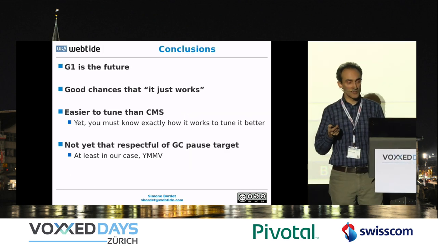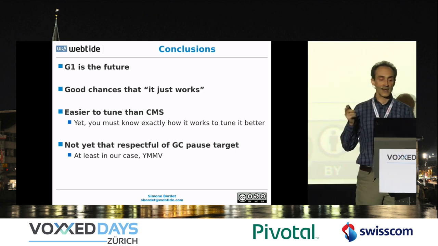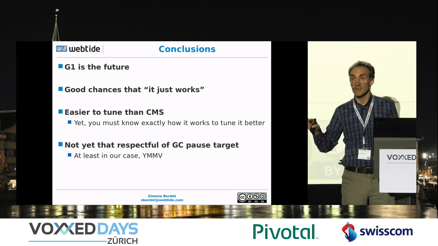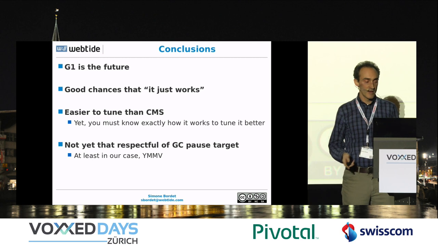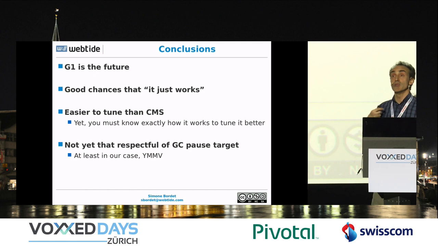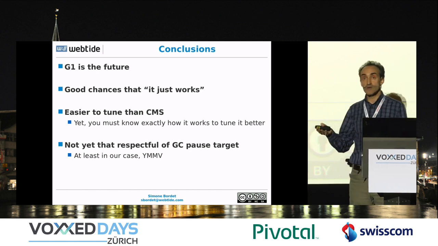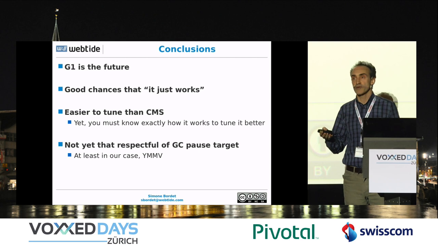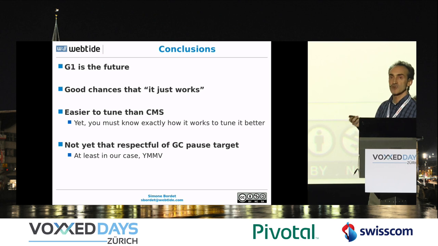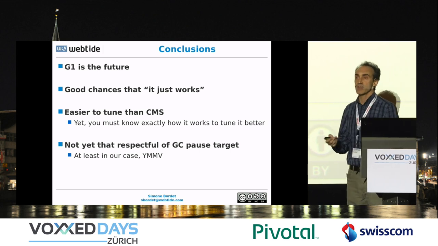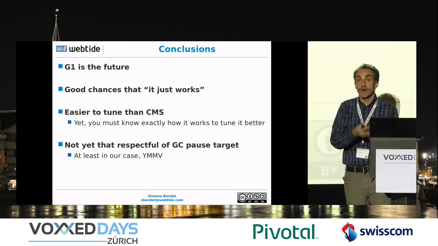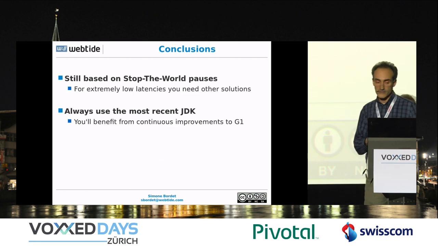So, conclusions: G1 is the future. It's going to be default in JDK 9. There are very good chances that you just set the maximum heap size and the target pause, and it will just work. However, it's easier to tune the CMS, more or less, but you have to know it. You have to understand how it works, because you may be surprised by some behavior that is not evident in G1. So for us, it was a very interesting quest in understanding G1, understanding how it works, and understanding why customers were complaining, even though the application seemed to run really well.